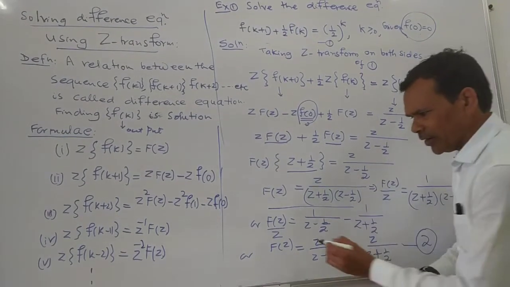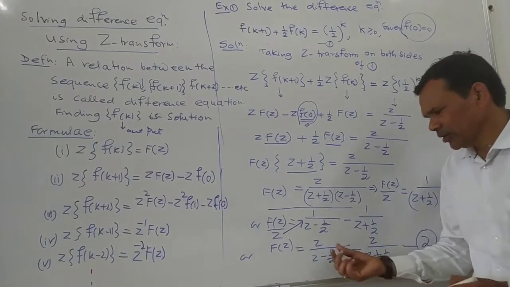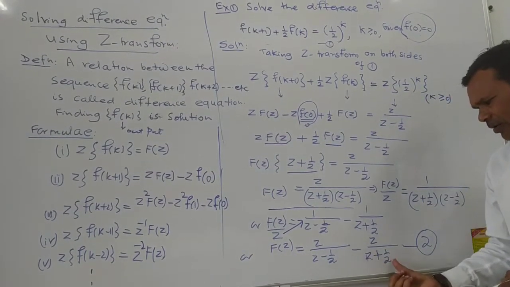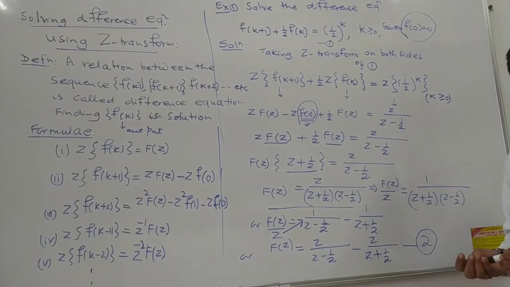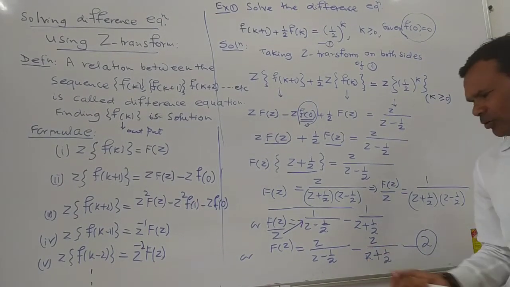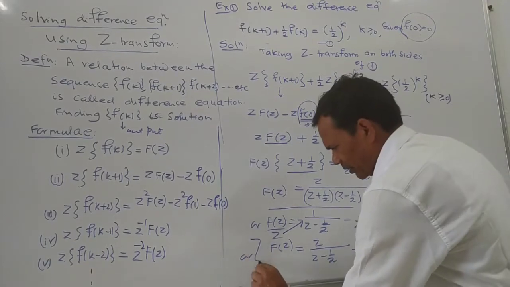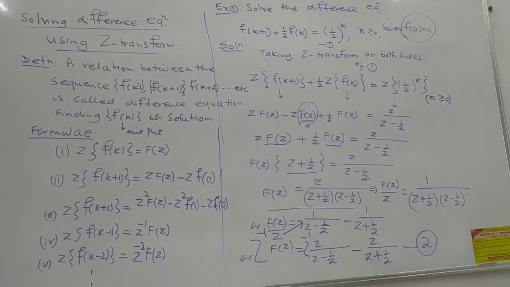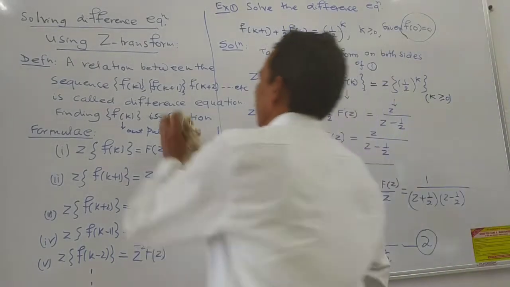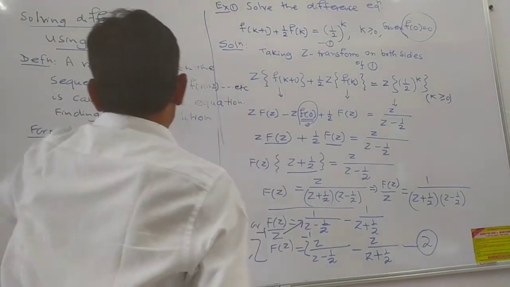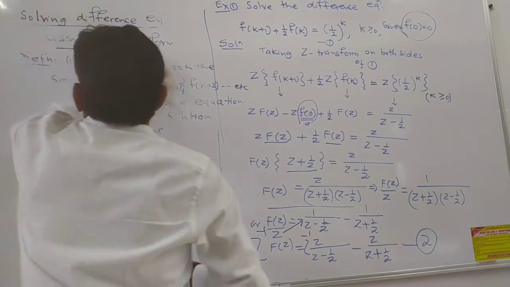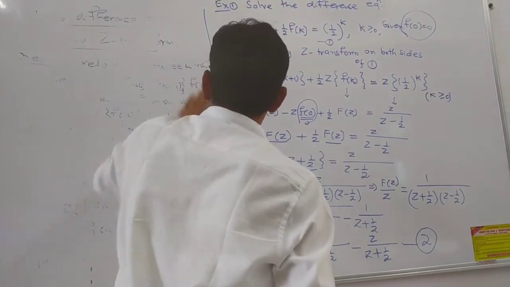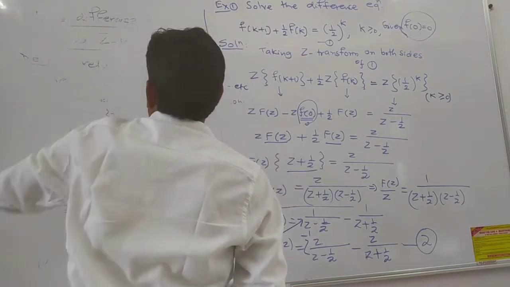Okay. Now I transpose this z to this side. So f of z is z upon z minus half minus z upon z plus half. Now next, I take the inverse Z transform of this. So what happens there? If you take the inverse Z transform of that, then it is of this particular form.